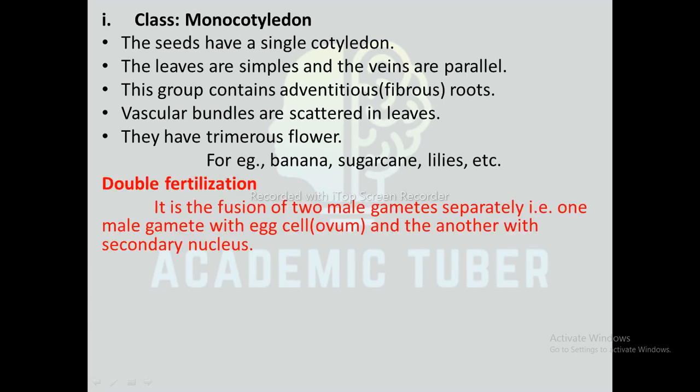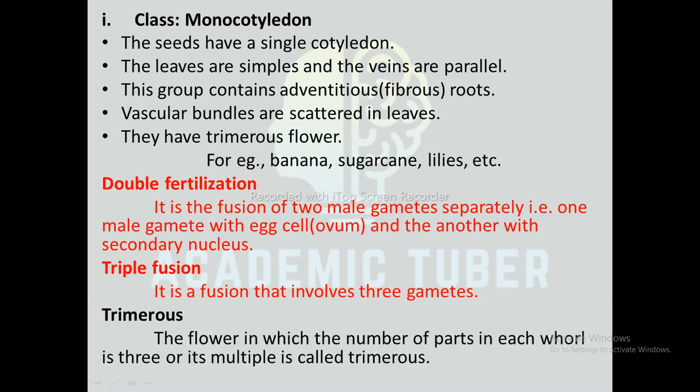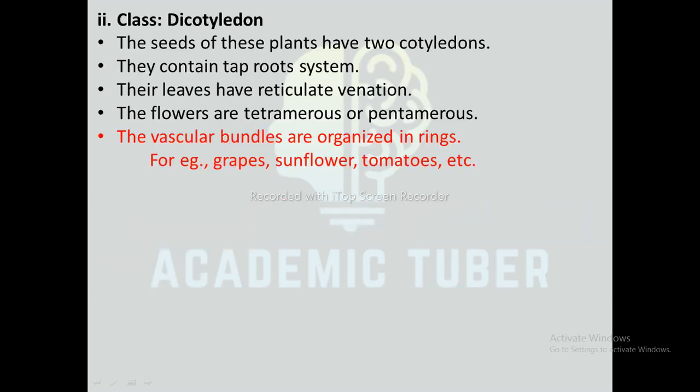Double fertilization. It is the fusion of two male gametes separately, that is, one male gamete with the egg cell called ovum and the other with the secondary nucleus. Next one is triple fusion. It is a fusion which involves three gametes. Trimerous. The flower in which the number of parts in each whorl is 3 or its multiple is called trimerous.